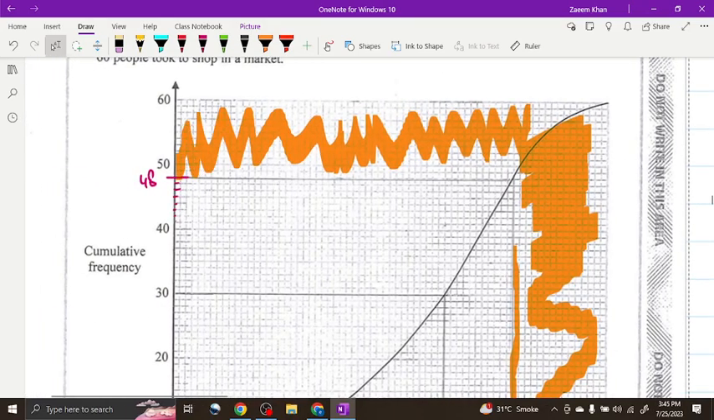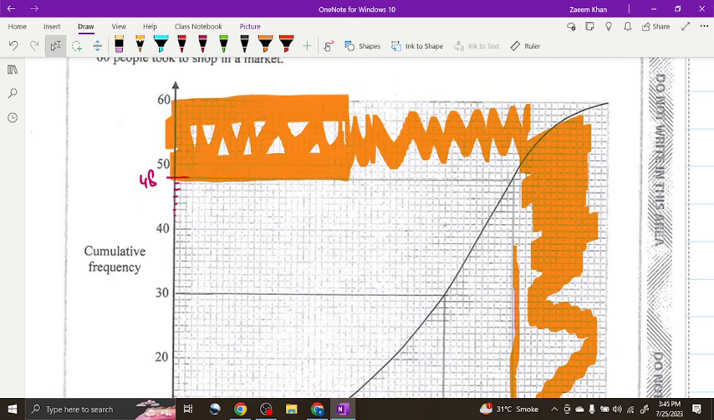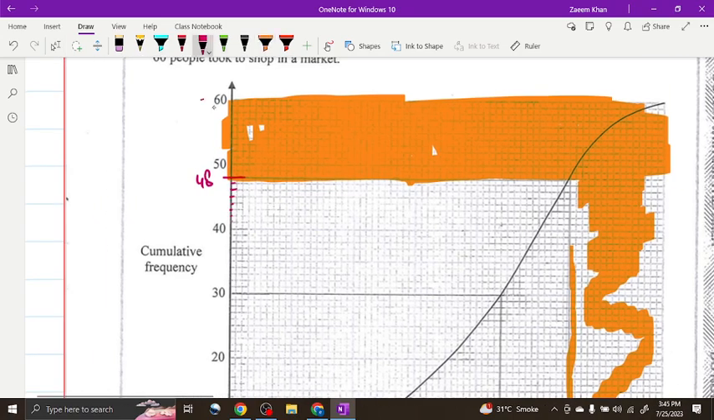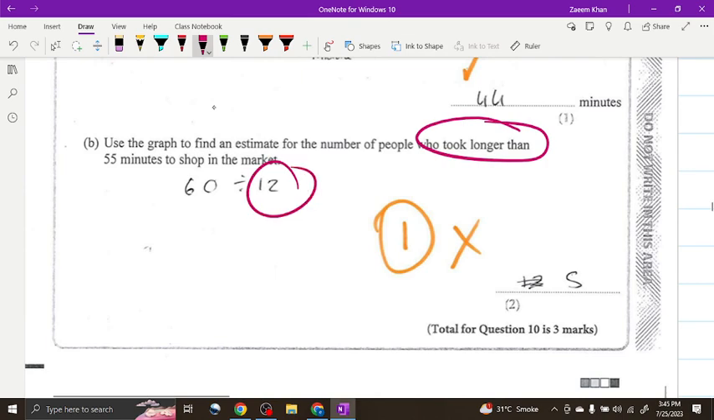How much do we have? What's the number of values over here? How much is this, above 48 and below 60? I got 12. 12. That was your answer right there. Why did you divide 60 with 12? I should have given you an entire 2 marks.